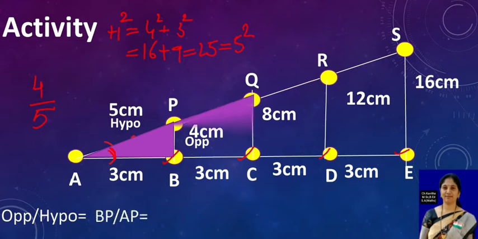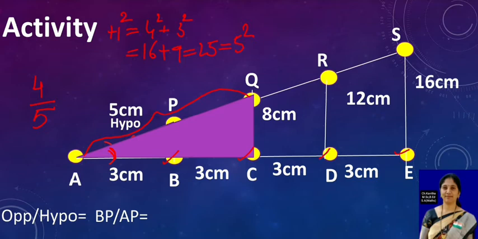Now consider the next triangle, that is ACQ. For this triangle find the opposite by hypotenuse value. Here also we have to find the hypotenuse value. The hypotenuse is AQ here. We know CQ becomes the opposite, but we don't know the hypotenuse. How can we find it? Here this side becomes 3 plus 3, that is 6. So we get 6 square plus 8 square. 6 square is 36 plus 8 square is 64. So we can write this as 100. 100 is nothing but 10 square. That means we get the hypotenuse as 10.